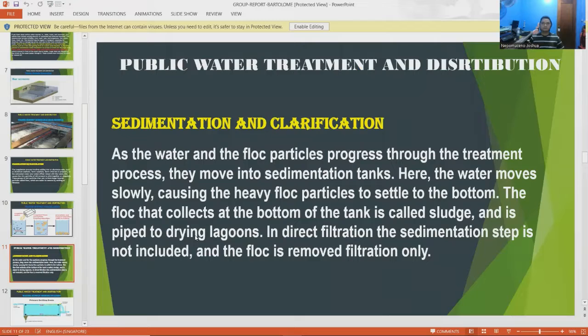Public water treatment and distribution. Sedimentation and clarification. As the water and the flock particles progress through the treatment process, they move into sedimentation tanks. Here, the water moves slowly, causing the heavy flock particles to settle to the bottom. The flock that collects at the bottom of the tank is called sludge.